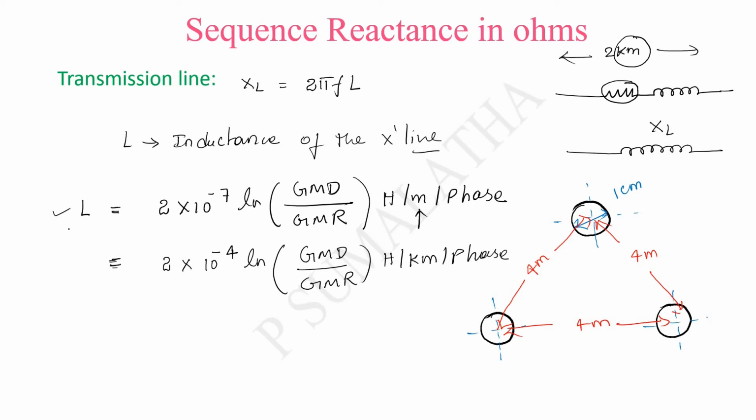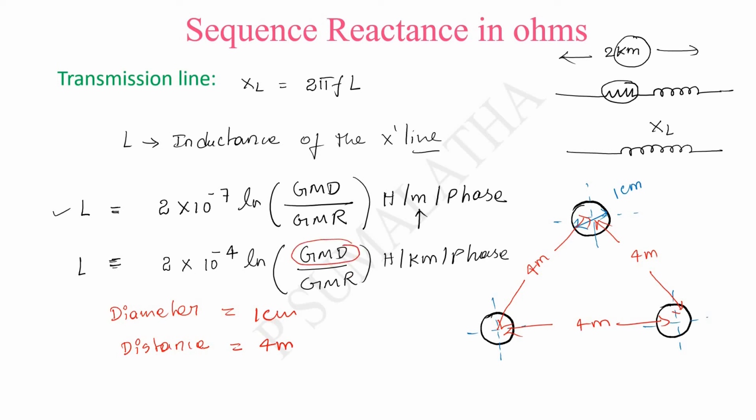I think you would have studied all these equations in the transmission and distribution subject, so I hope everyone is aware of them. What is meant by GMD and GMR? Let us recall the concept. You should clearly observe what the values are and what units they have mentioned. They have given the diameter of the conductor as 1 centimeter, and the distance is provided as 4 meters per side.